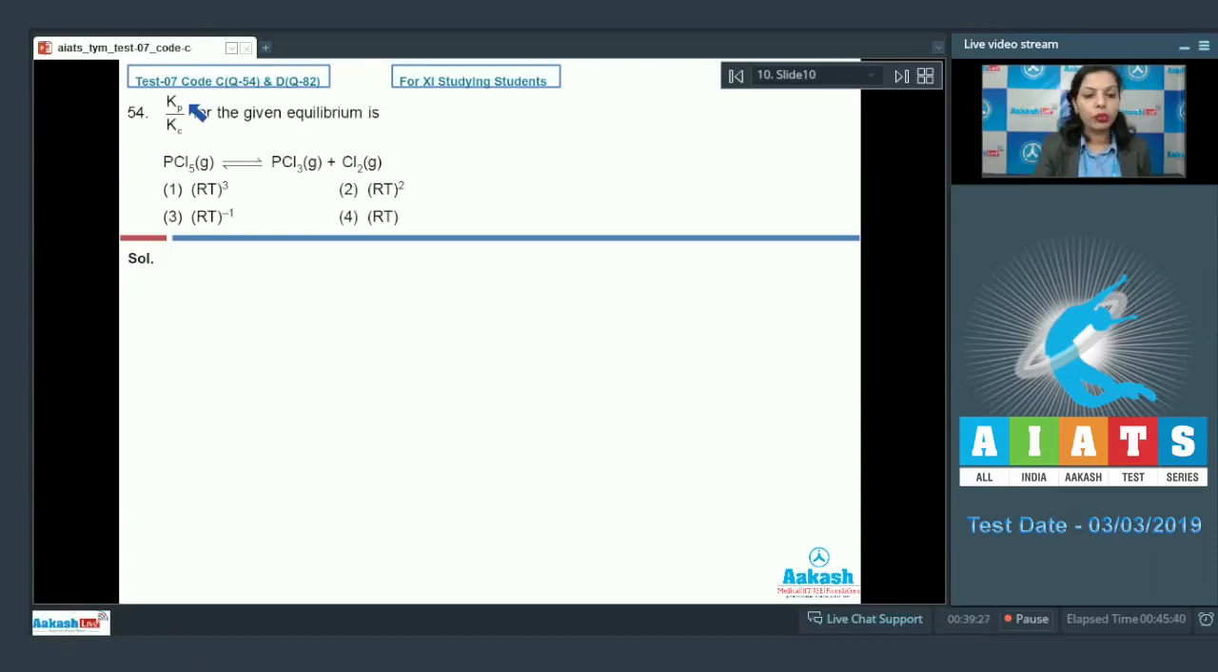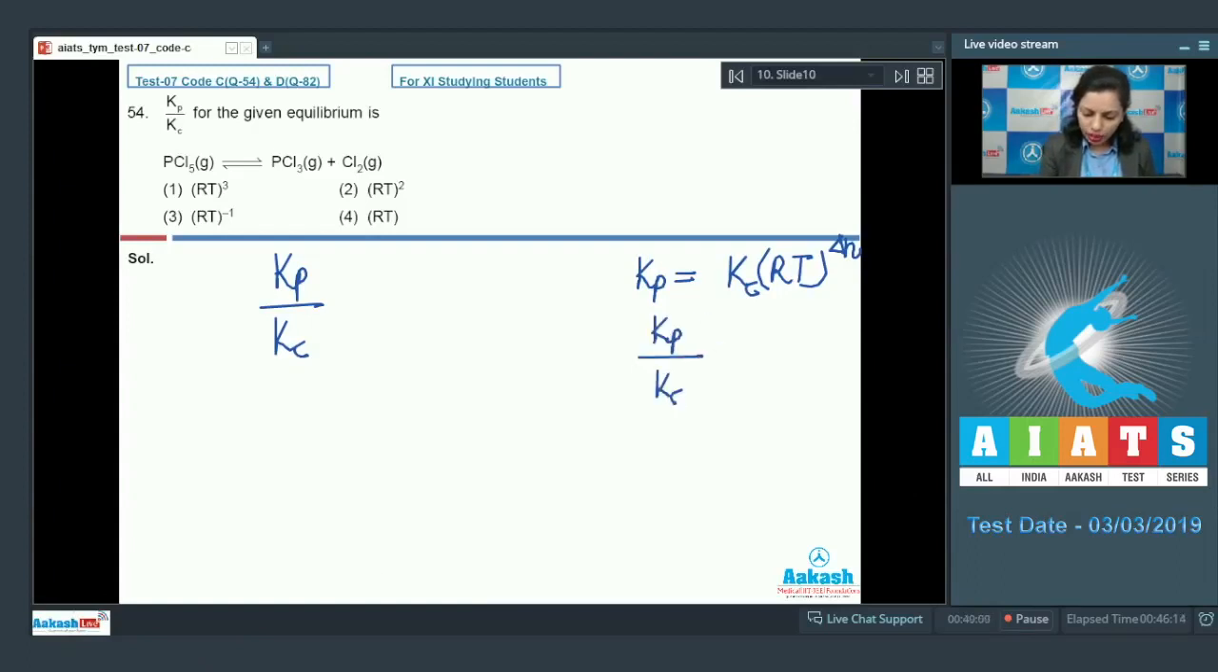Question number 54. Kp by Kc for the given equilibrium is, if we consider this reaction PCl5, it's getting changed into PCl3 and Cl2, equilibrium is established, and you need to just find out the ratio of Kp and Kc. What's the relation between these two? We know that Kp is equals to Kc RT raised to the power delta N, you know. And in this case, this Kp upon Kc becomes RT raised to the power delta N.